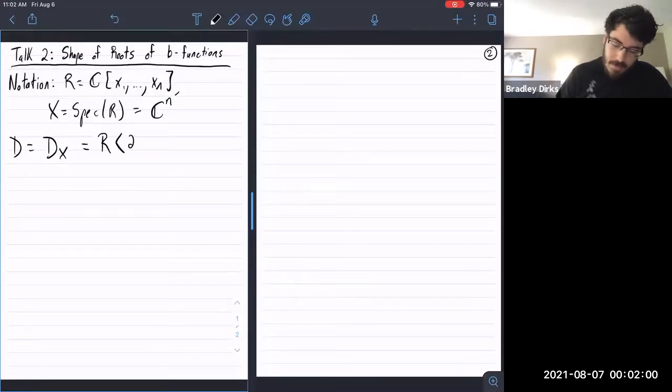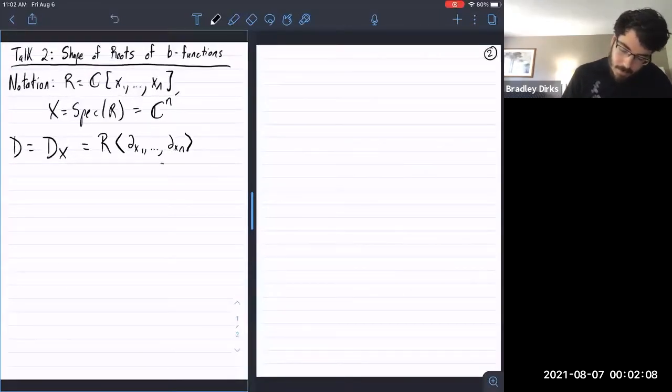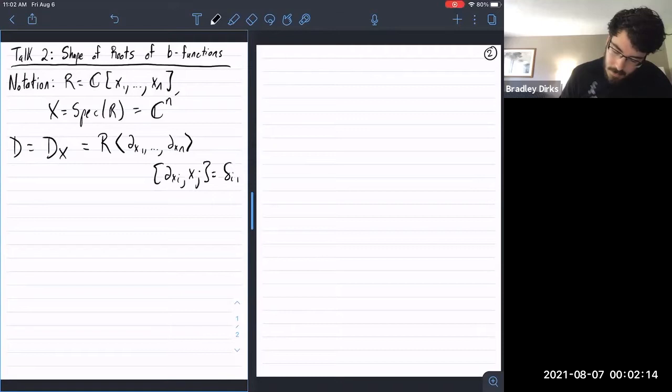And really this is just adjoining these partial derivative elements, which commute with the variables like this. So this is the Kronecker delta, and I guess they commute with each other. Maybe that's worth saying.